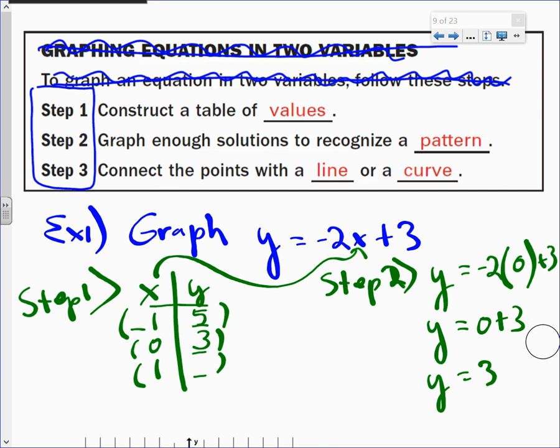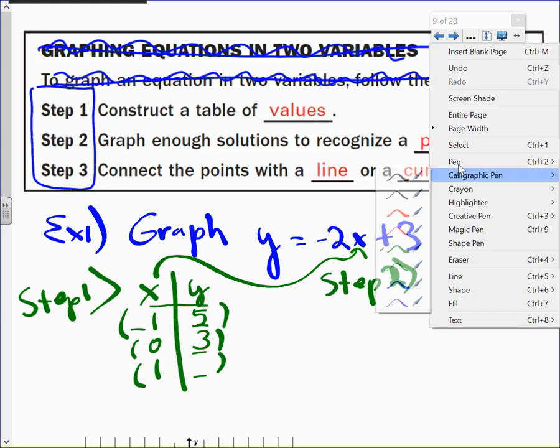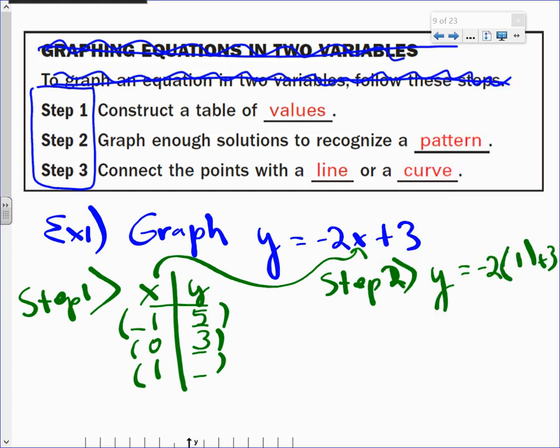Okay. And last but not least, I'm going to replace x with 1. So y equals negative 2 times a positive 1 is a negative 2, plus a 3. Becomes 1. 1, 1. We're done with step 2.